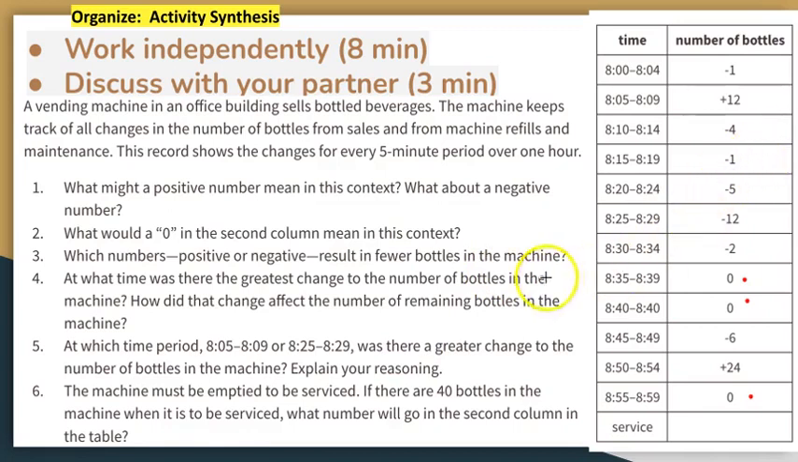Well, if we're talking about fewer bottles, we're going to be talking about the negative numbers, right? Because that means that they got sold. We have the positive numbers when we add them in. What time was the greatest change in the number of bottles?